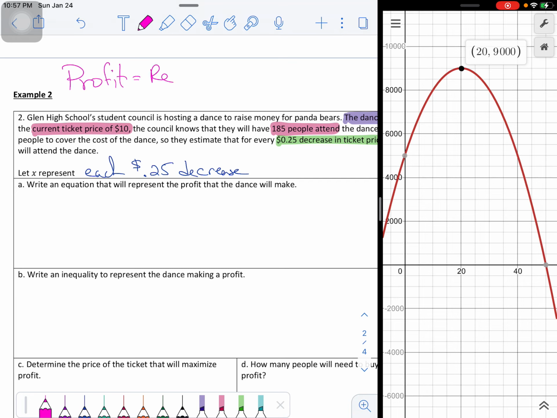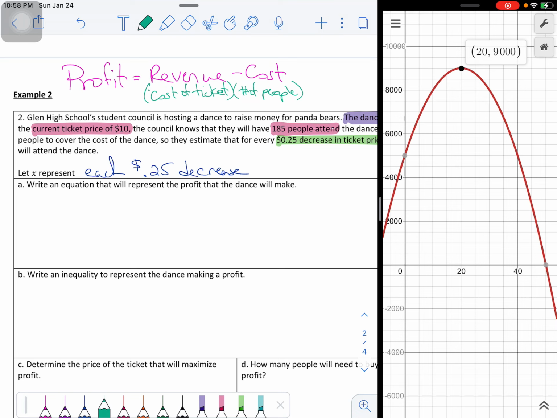Profit is the revenue minus any costs. Now, in this case, revenue would be the tickets. So the cost of the tickets, so cost of tickets times the number of people. And then we have a fixed cost of that 2,200.